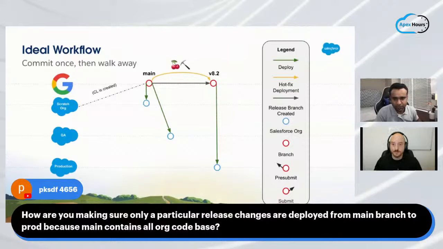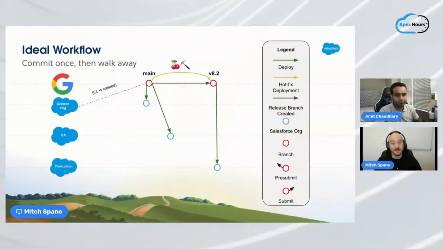So there is one question, Mitch, like how are you making sure only a particular release's changes are deployed from main branch to prod, because main contains all our code base? Yep. So we deploy everything from main.